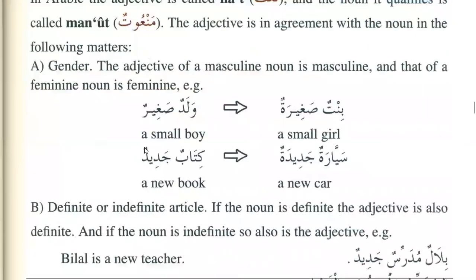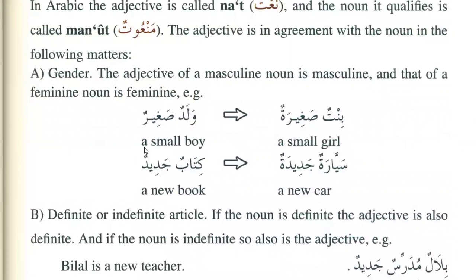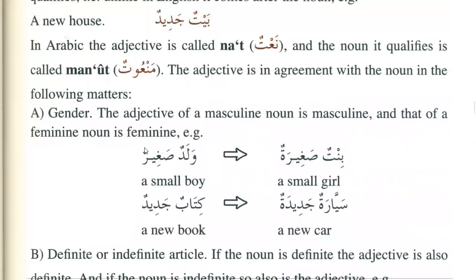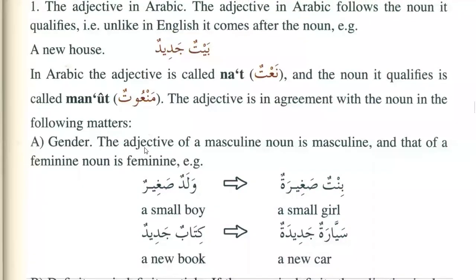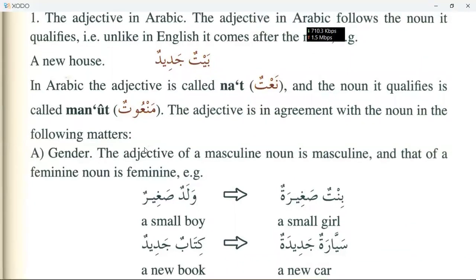A, gender. The adjective of a masculine noun is masculine and that of a feminine noun is feminine. Example, waladun sarirun, bintun sariratun. A small boy, a small girl. Kitabun jadidun, a new book. Sayaratun jadidatun, a new car. So first thing, the gender of naat and manut must be the same, okay?